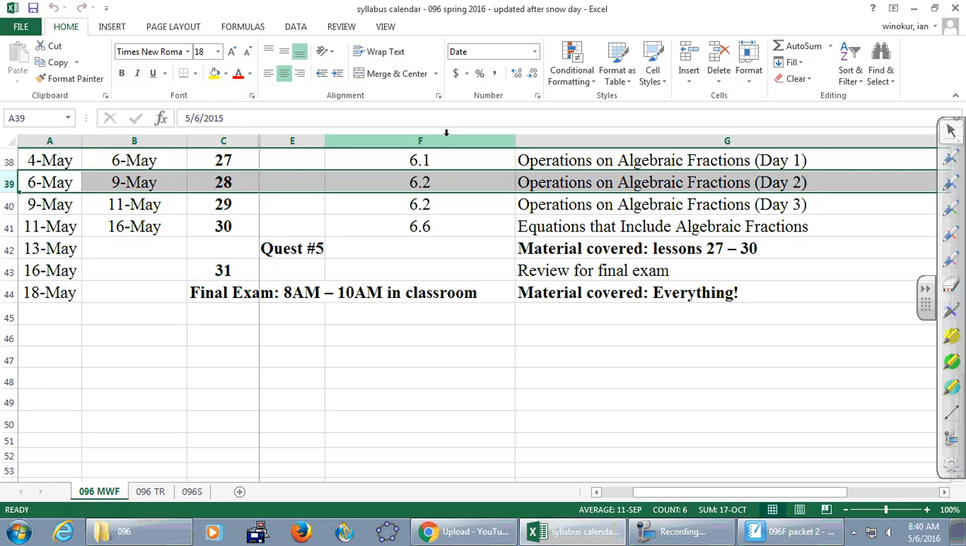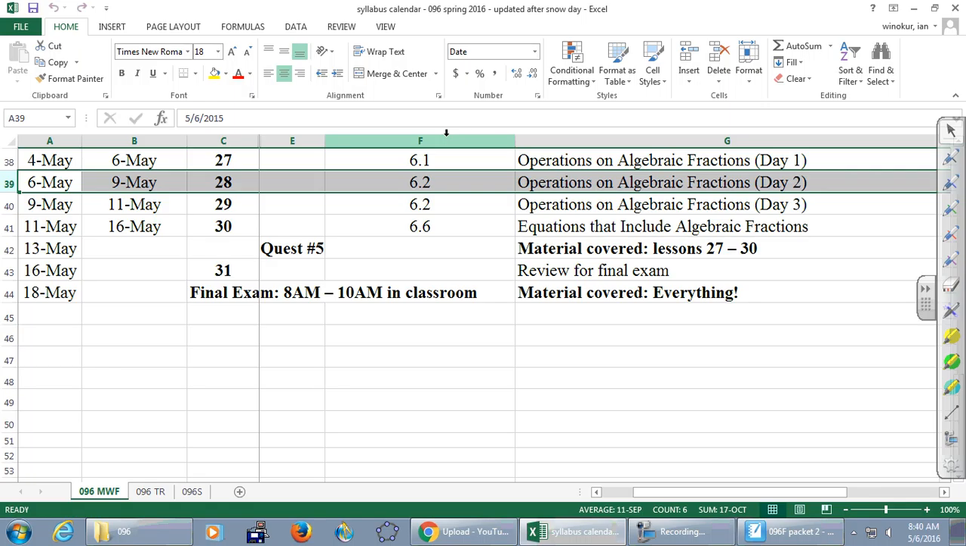This is day 2 of 3, although on the 4th day we're just doing more fraction stuff. It's going to be equations though. This is the entirety of what's left in the semester. This coming week we've got our 3rd day on algebraic fractions. Wednesday we're going to do equations with fractions in them. Friday, a week from today, is our 5th and final quest. It's only on the fraction stuff, so these 4 lessons that are up here.